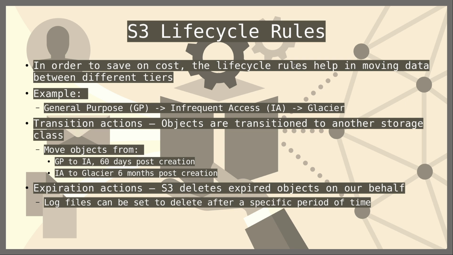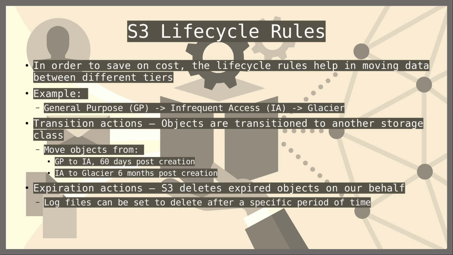Lifecycle rules we can consider as a set of rules that help us save cost by moving the data between the different tiers that we just saw. For example, in AWS, for a particular object, or for a particular bucket, we can set up that the entire content of the bucket should move from general purpose to infrequent access, IA, after a certain period of time, and eventually also move to Glacier after a certain period of time.